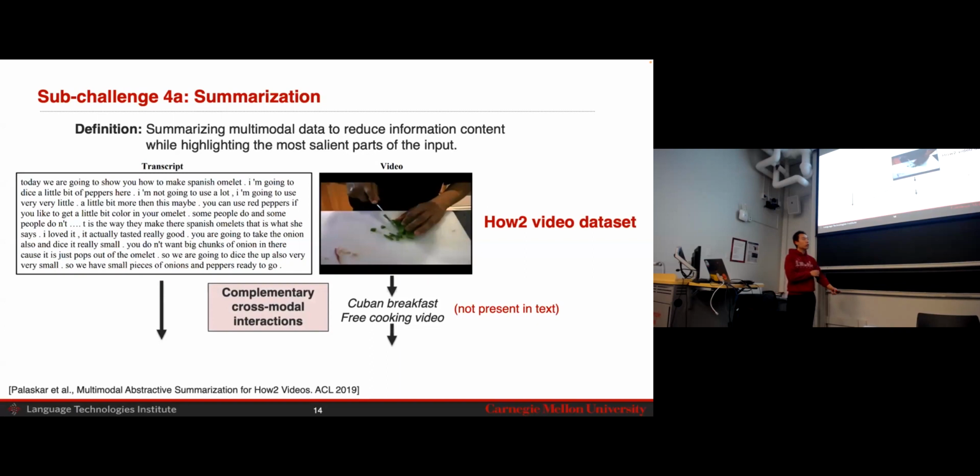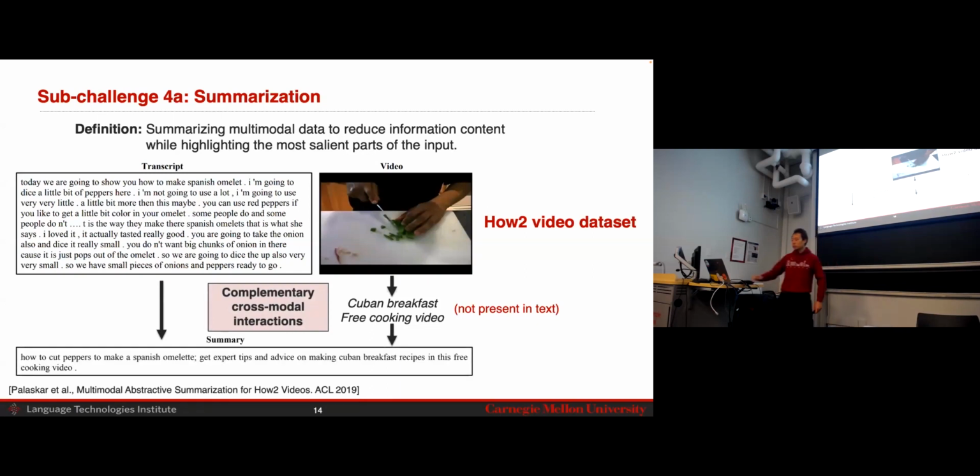Summarization will try to identify the cross-modal interactions and summarize them. So it's just summarizing to a small summary. For example, cutting peppers, making a Spanish omelet, making a Cuban breakfast as part of the omelet. Okay, so that's an example of summarization.